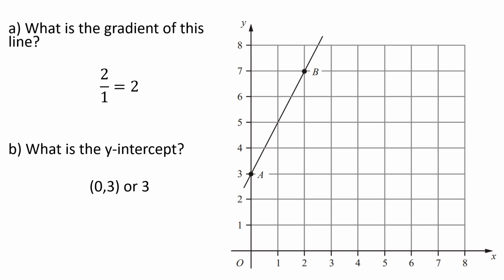Okay, let's have a look at the answer to this one then. So the gradient here is 2 over 1, and if we take a look at that on the picture, we've got b here. So we've got b here, and then if we go down, let's say 2 squares, then we're going to go across 1. So 2 divided by 1 will give you 2. And then your y-intercept here is at 0, 3. So you can write down the coordinate, or you can write down 3 there.